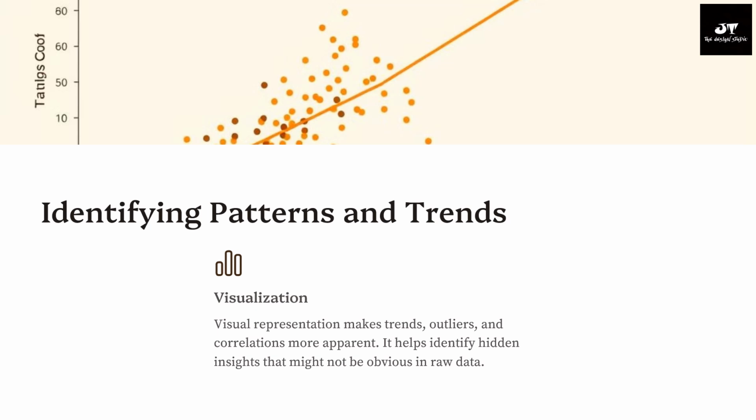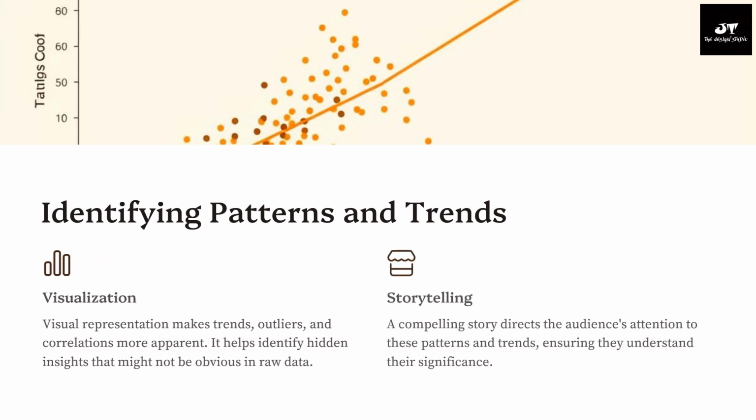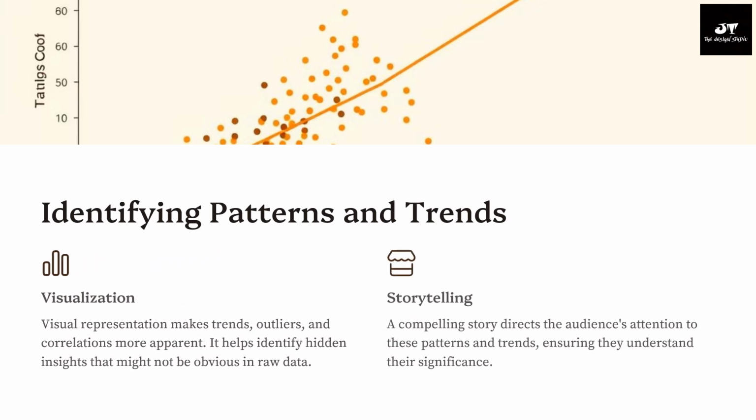By translating numbers into intuitive visuals, decision makers can spot key areas that require attention or further investigation. A compelling story directs the audience's attention to these patterns and trends, ensuring they grasp their significance and implications. By framing data within a meaningful context, storytelling clarifies why certain patterns emerge and how they impact decision making. This approach transforms data from mere statistics into actionable insights that drive better strategies and informed choices.